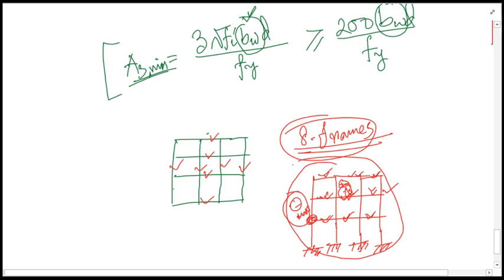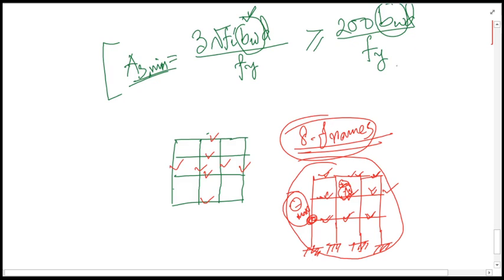So if it is 8 frames, you will be designing 8 beams. So no edge or intermediate beam in this case. Rather, you will have to design based on the frames. So that's how you will proceed for the flexural design of the beam.